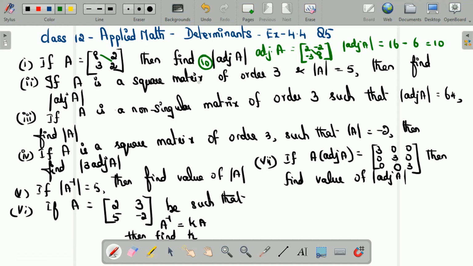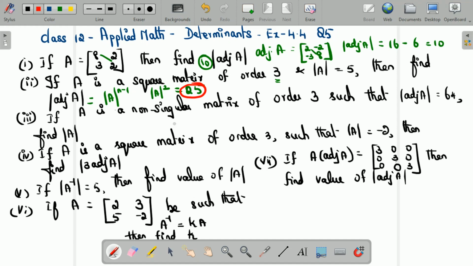If A is a square matrix of order 3 and determinant A is equal to 5, then find the determinant of adjoint of A. So this is a matrix of order 3. Usually what is the value of the determinant of adjoint of A? This is determinant of A to the power n minus 1, where n is the order. In this case, since it is 3, 3 minus 1 is 2. So determinant of A the whole squared is equal to 25. So the answer for this particular question is 25.